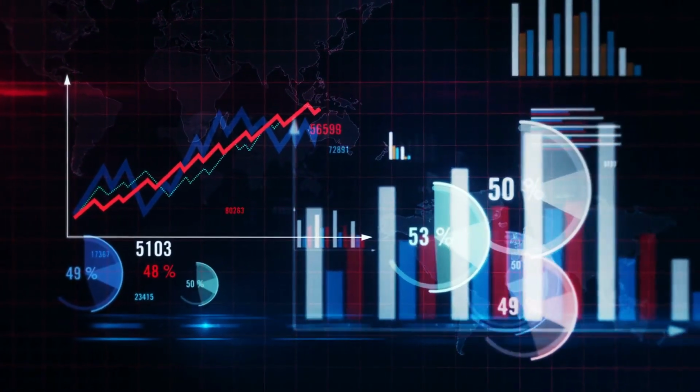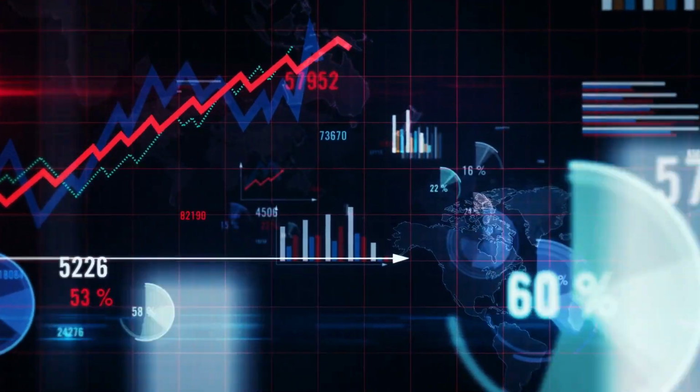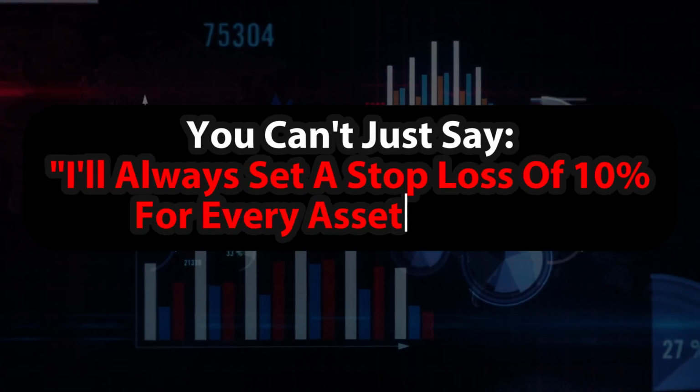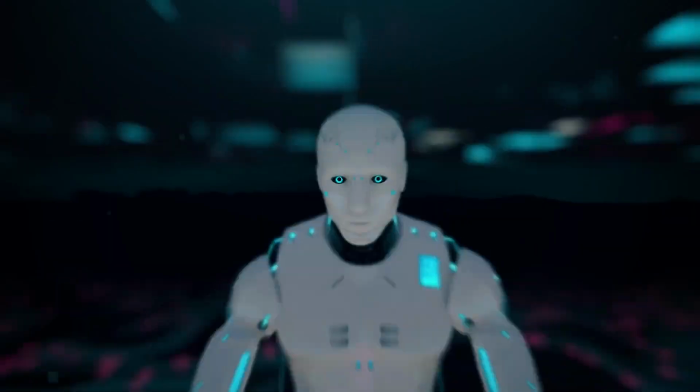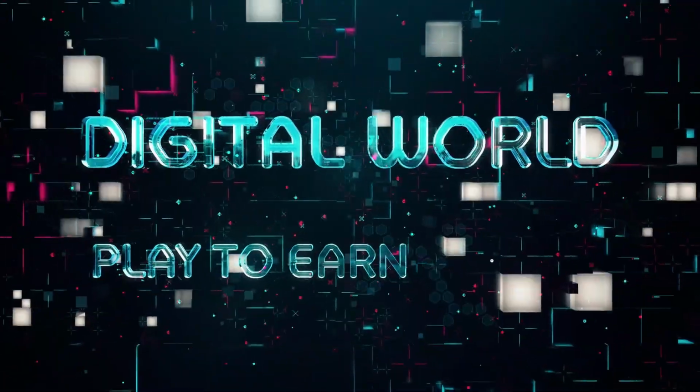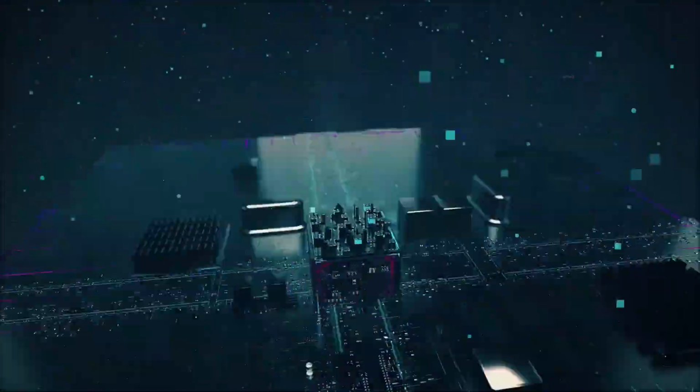Lastly, think about how volatile the market is and change your stop-loss levels accordingly. You can't just say, I'll always set a stop-loss of 10% for every asset I trade. For instance, in foreign currencies, a 10% stop-loss might be far away. But in cryptocurrencies, it could be too tight. That's why I like to use technical analysis before deciding on my stop-loss level.